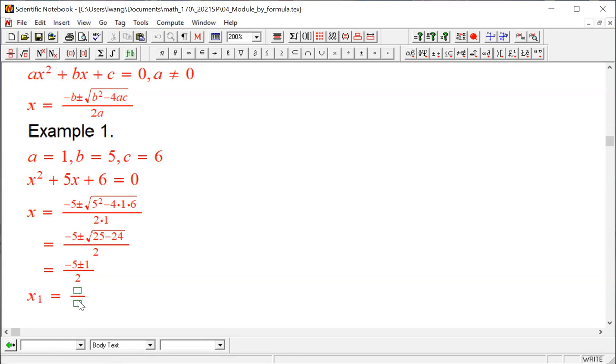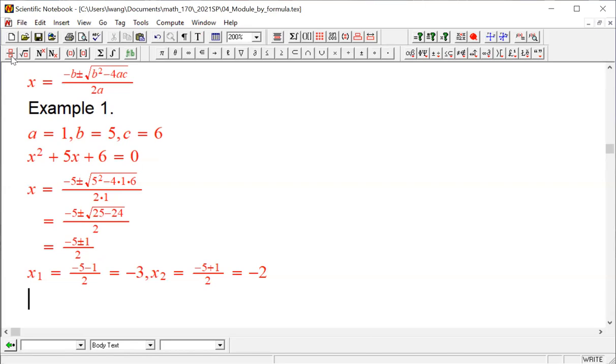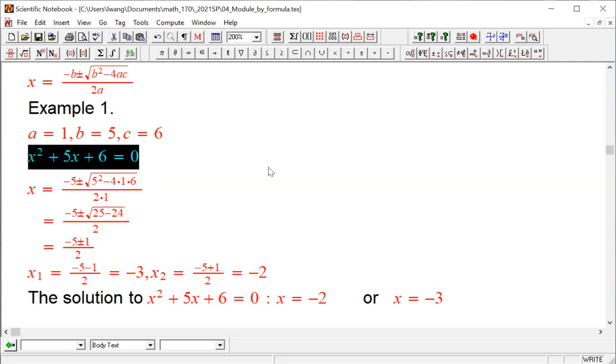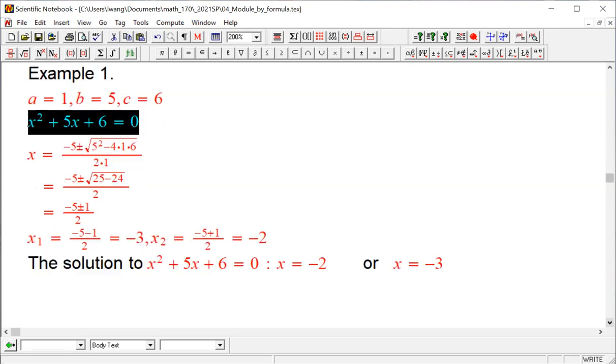x sub 1, that's going to be negative 5 minus 1 over 2, and this is going to give us negative 3. And the other one, we'll call it x sub 2, and that's going to be negative 5 plus 1 divided by 2, which is going to give us negative 2. So we get the 2 solutions, and of course you probably saw this solution to this equation we had. We used this example in the last episode.